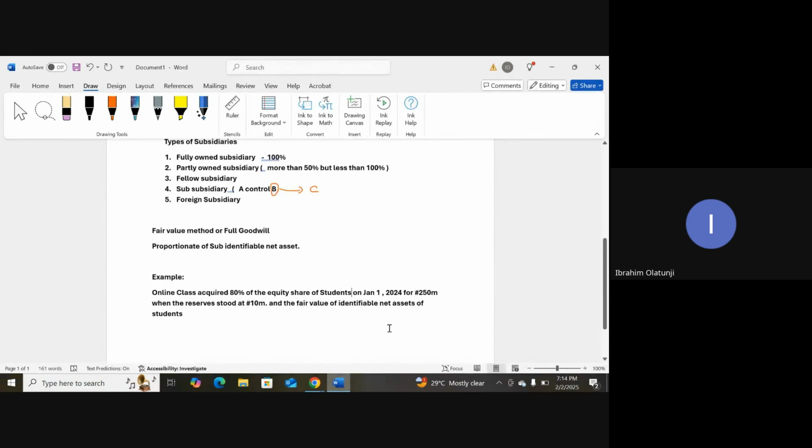So, and the fair value of identifiable net asset of Students on January 1st, 2024 was 230.